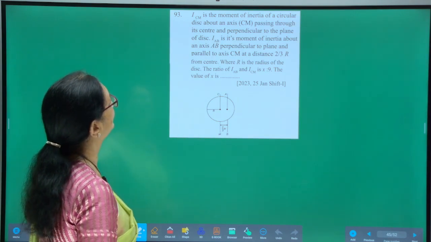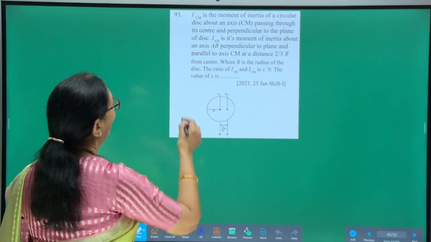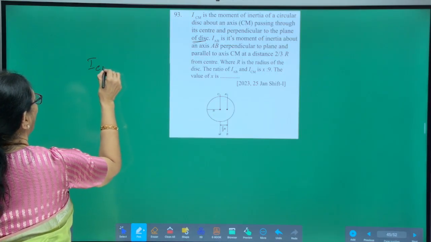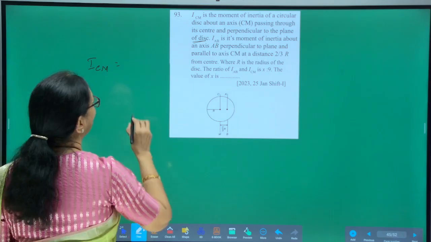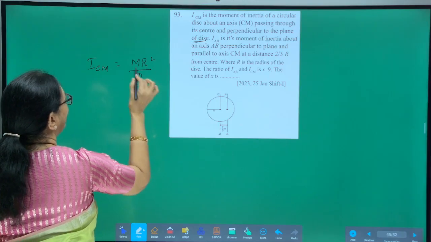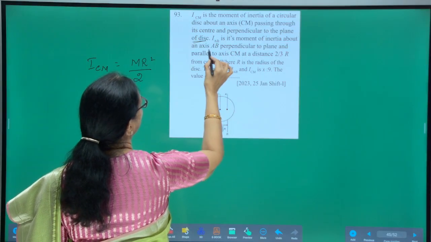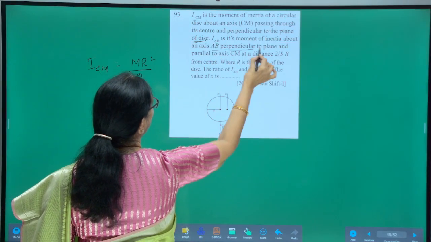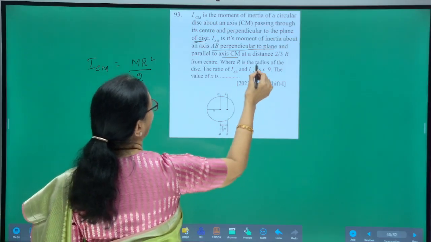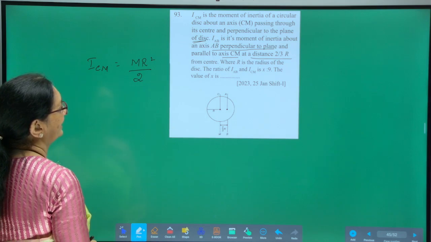ICM is the moment of inertia of a circular disk about an axis passing through the center and perpendicular to the plane. Just now we have seen moment of inertia of a disk about an axis passing through the center perpendicular to the plane is mr square by 2. IAB is the moment of inertia about an axis perpendicular to the plane, parallel to the axis through the center of mass given and at a distance 2/3 from the center, where r is the radius.